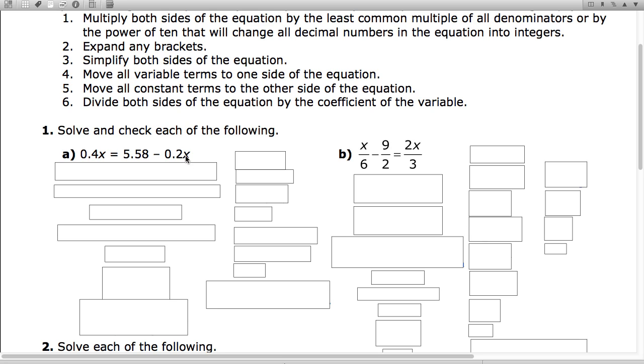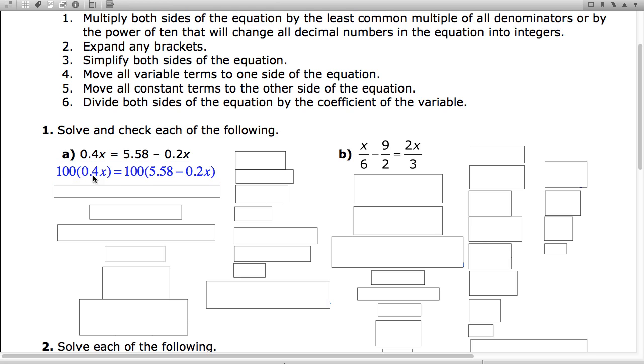In this particular example, I'm going to choose to use step number 1, multiply both sides of the equation by a power of 10, since we have some decimal numbers. That's going to change the decimal numbers into integers. If we multiplied by 10, that would change 0.2 to 2. In order to change 5.58 to 558, we have to multiply by 100. So we're going to take 100 and multiply it on both sides of the equation. That will convert all of our numbers into integers.